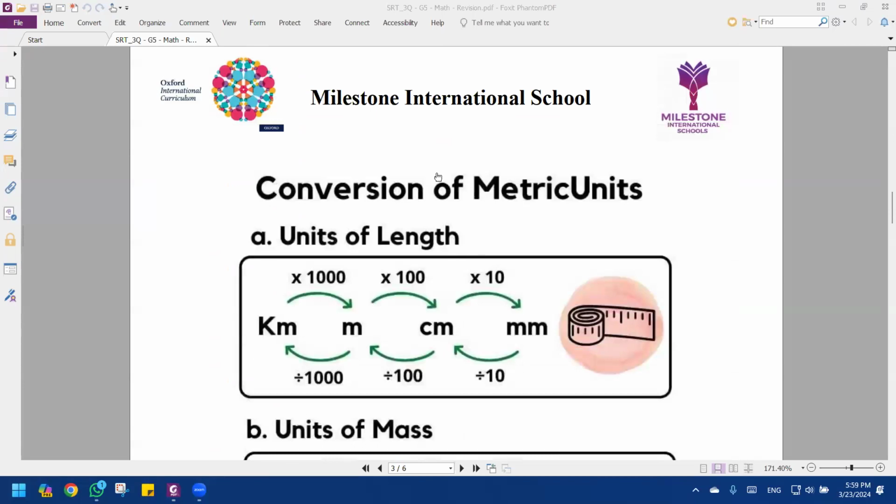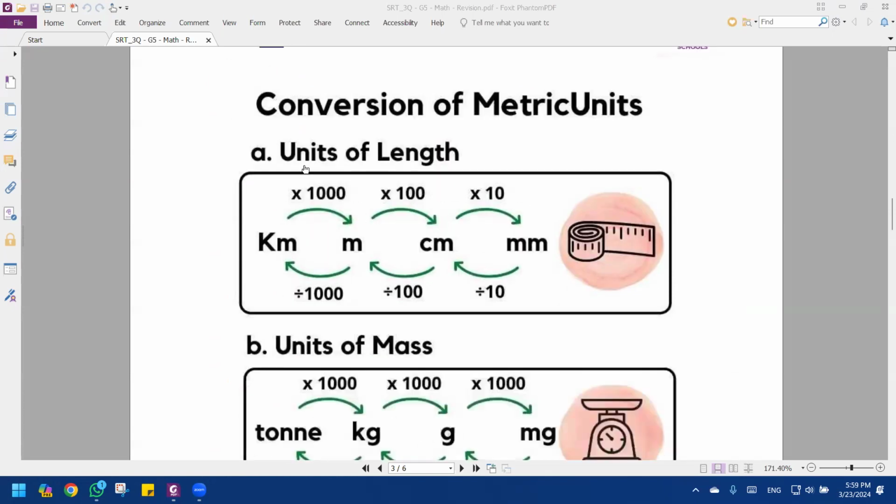Now, before we continue the questions, here I put for you a summary, but you have to memorize it for the exam. It won't be given. So this is for converting the metric units. For the length, as we said, we have kilometers, meters, centimeters, millimeters. You should memorize them in order. Which one is the largest one?